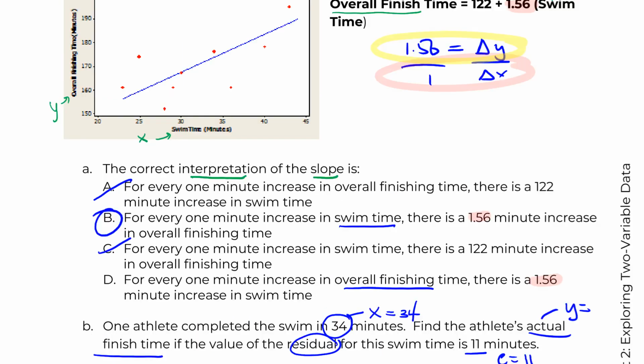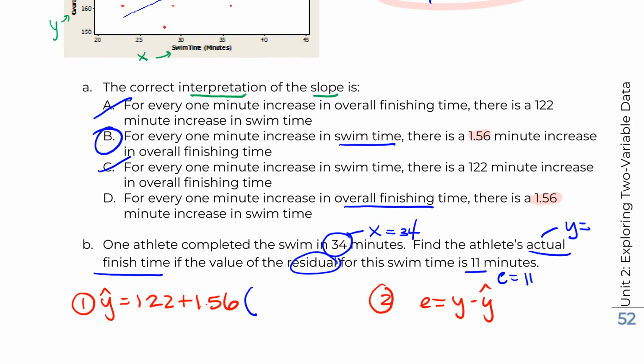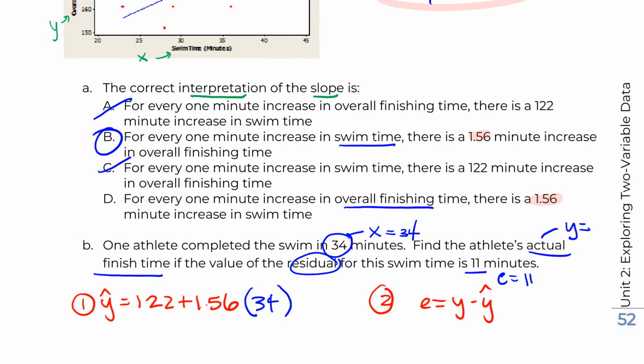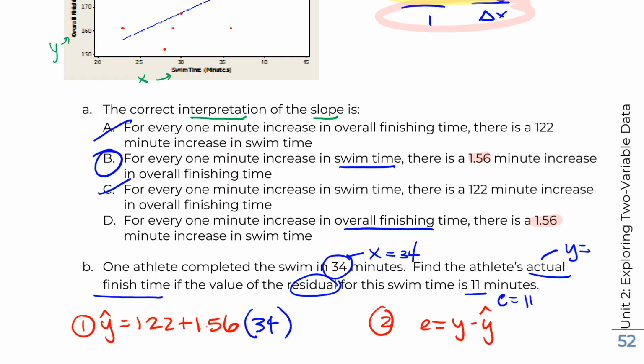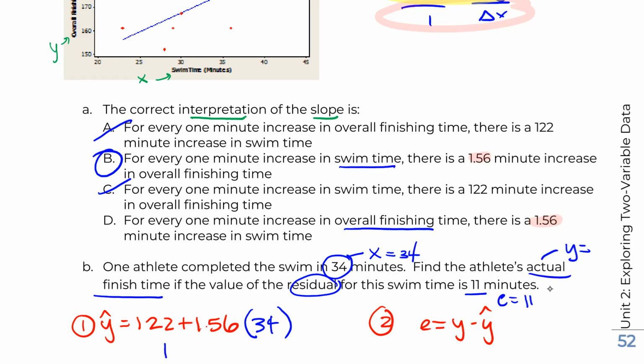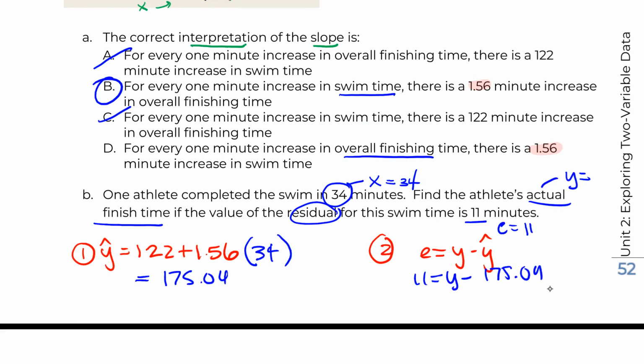So I'm grabbing this equation, and I'm going to replace the x with 34. All right, I got to get back my little calculator. 122... 175.04. I'm going to plug that in along with the e of 11 we already found. And then the only thing we got to do is add that 175.04 to both sides.